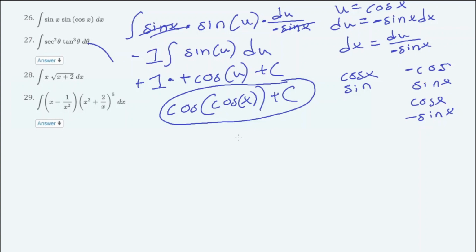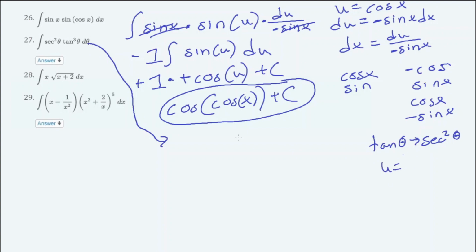All right, so let's take a look at number 27. Number 27, we have secant squared theta times tan to the third power theta, d theta. So what do we know? We know that the derivative of tan theta is going to be secant squared theta. So if we plug in u for tan, we could get rid of the secant squared.